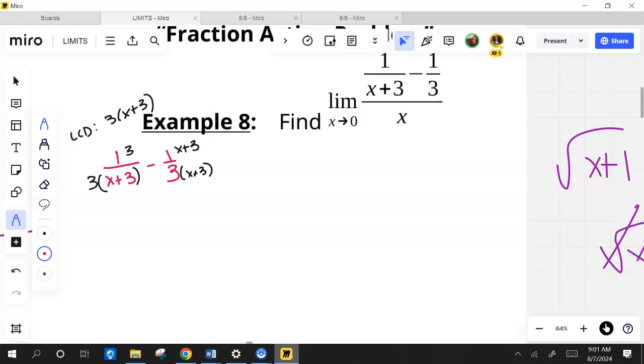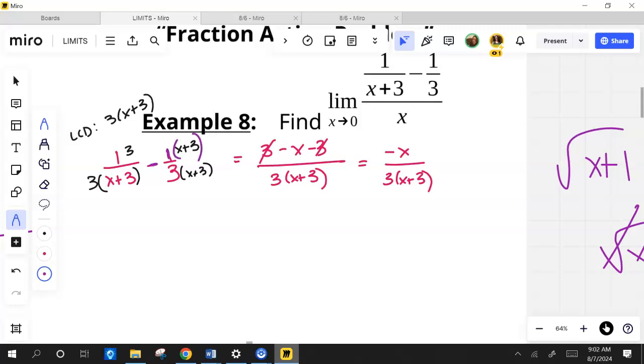So this becomes 3 minus, and now I'm subtracting all of this, right? Minus x minus 3 over 3 times x plus 3. Remember, this is the one where we said top, bottom together, because it distributes. Okay. So the top of this fraction is just negative x over 3 times x plus 3, because the 3's canceled. 3 minus 3. This was minus 1 times x plus 3, so I had distributed a negative 1 through this.